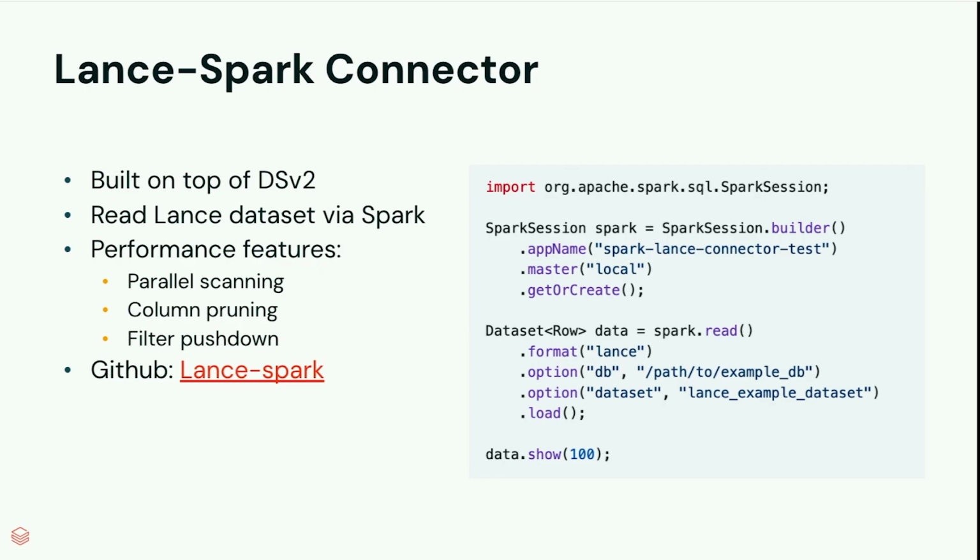He's here. It seamlessly allows you to query the datasets stored in the Lens format in Spark to do all kinds of transformations. It can also leverage a lot of performance features, for instance, column pruning and filter pushdown, to make it more performant. However, this connector currently only works for reading from the Lens dataset. So what if you want to write a Spark data frame into the Lens format?